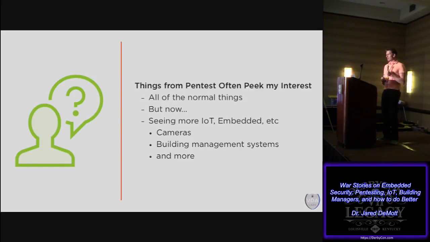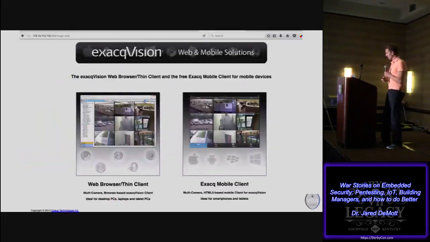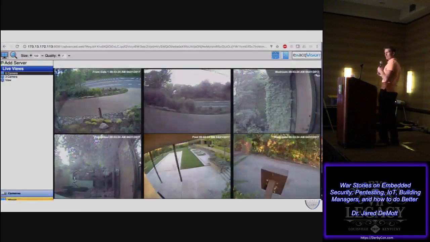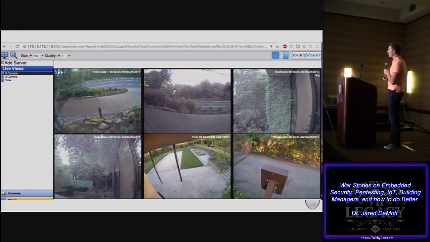And sometimes we have time, sometimes we don't. But either way, some of the things we run into a lot are cameras, like I said, the building management controllers, and so many other systems. You could find these kinds of things all day long: IoT, embedded, home routers, and whatever else you want. One particular system that we see quite often, at least around us, is this Exacq Vision camera system.